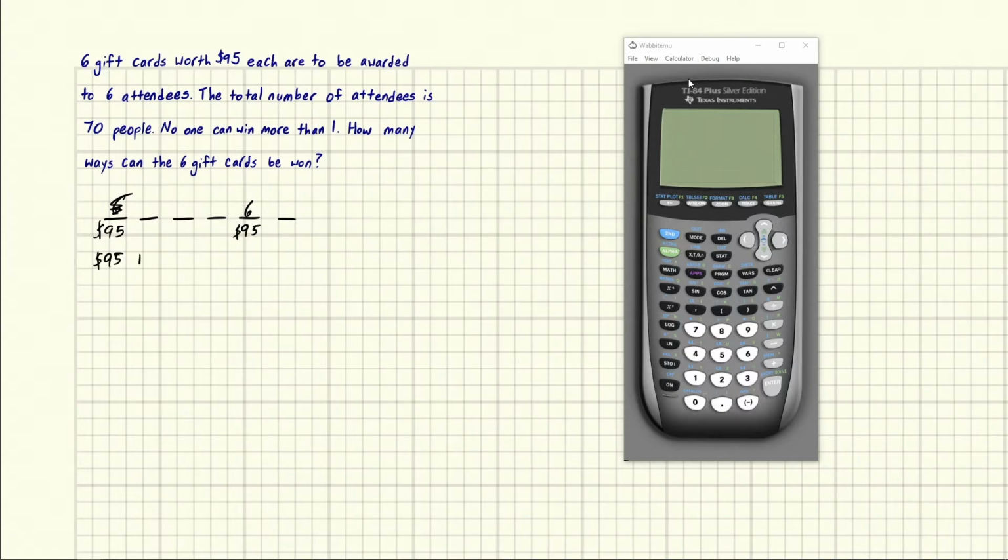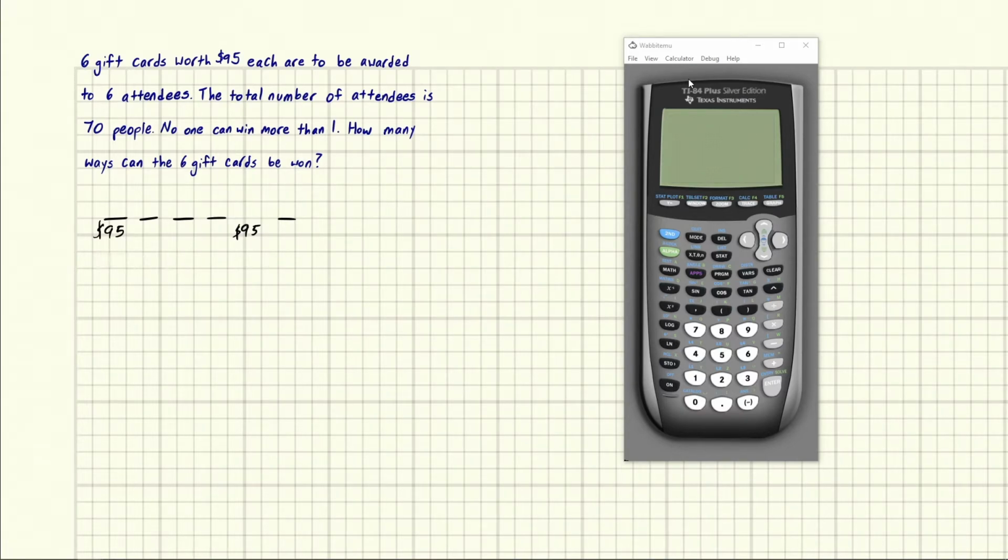Maybe it's $95 and the next prize is only $15, and then the next prize is $2, and by the end it's like $1. You'd really want to be the first guy. So the order would matter, and that would be a permutation question. But here, since the order doesn't matter, all the spots are equal. You don't care when you get picked, so long as you get picked.